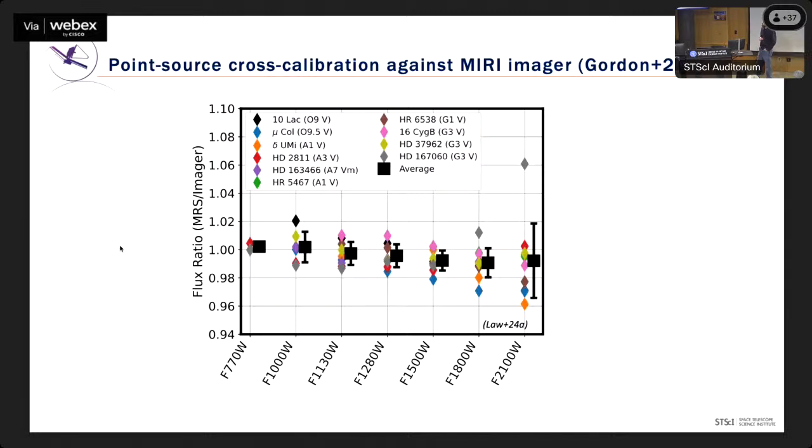Cross-calibration against the MIRI imager looks really great. So this is comparing against all the work that Carl's been doing for the imager. Generally, if we do pseudo filter photometry from the MRS spectroscopy, we match the imager to within about 1% or so for the average of all the stars that we're looking at.